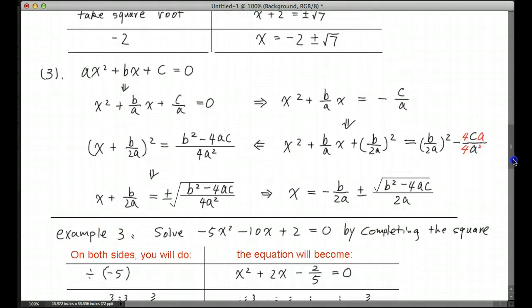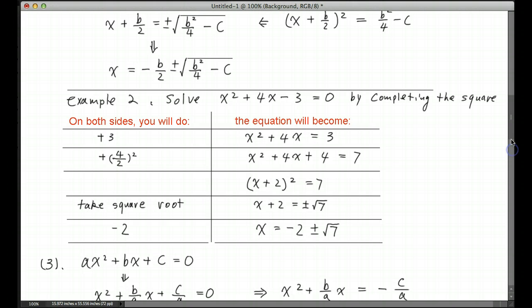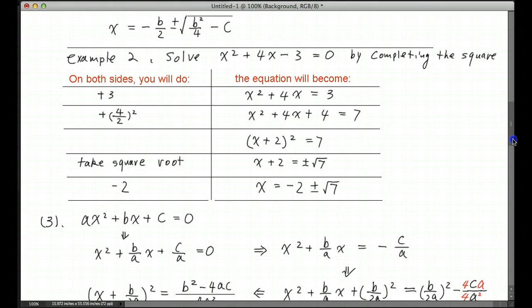Okay, now look at example 3. This is an example where we have a, b, c all there, very similar. So I just want to skip all this part, and you can see it by yourself. Okay.